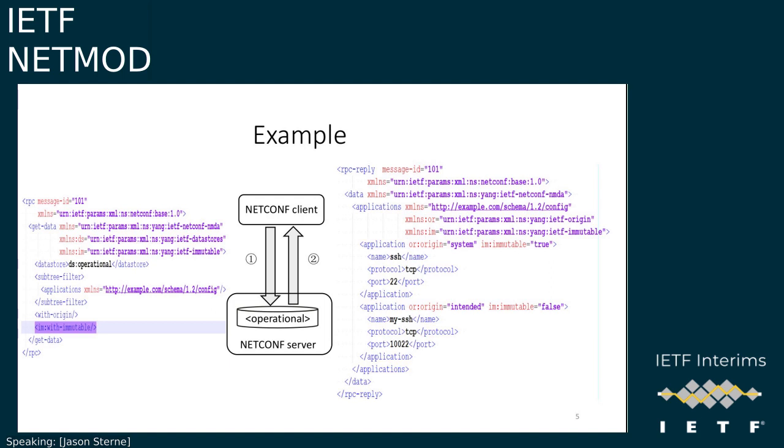But just to be clear, the draft currently does allow the system to change both the value of an immutable node and the immutability of a node. We may want to discuss further how that applies to running versus system.